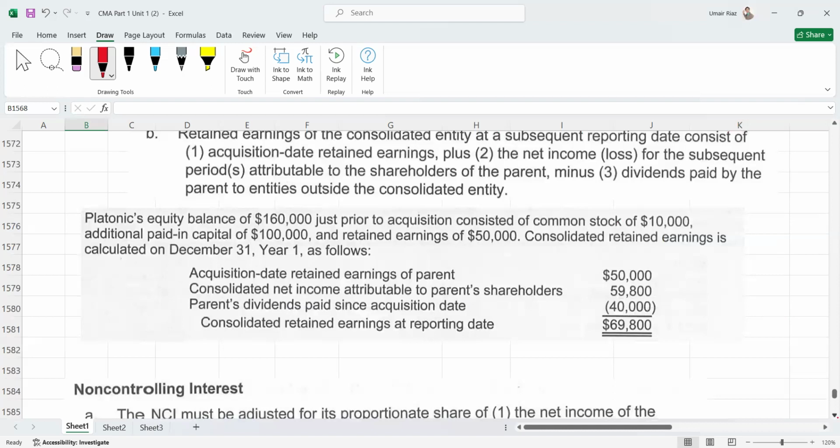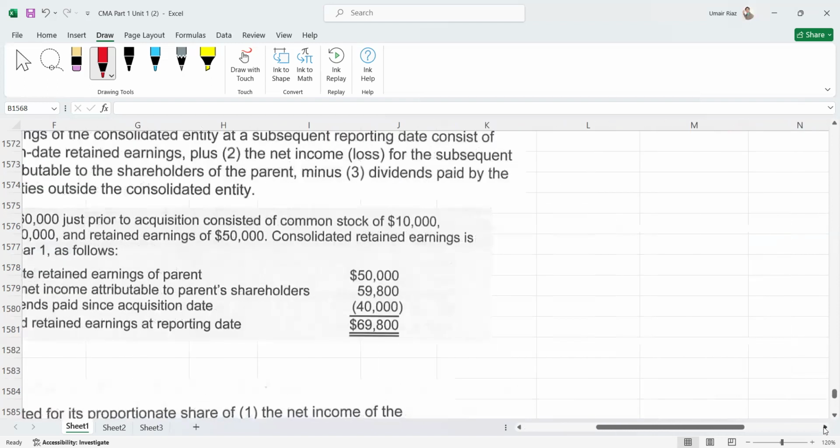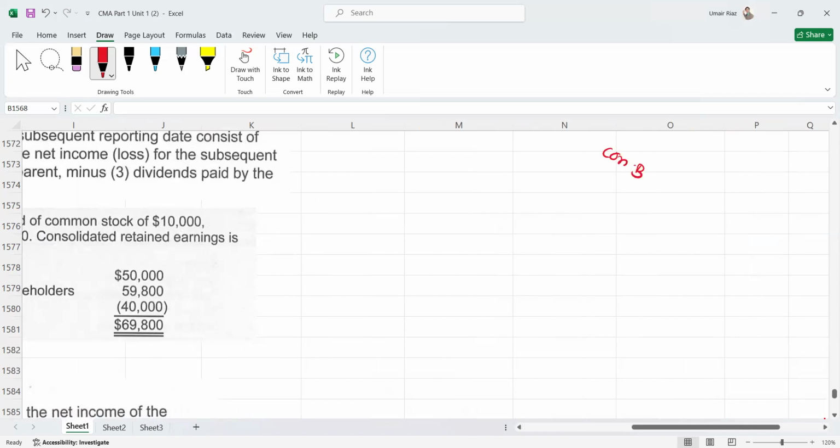Let me tell you the format for retained earning, because this consolidated retained earning will go to the consolidated balance sheet. If you remember, when you prepare the consolidated balance sheet, especially the consolidated equity section, you have to take the parent's common stock, the parent's additional paid in capital, then consolidated retained earning, which I'm going to tell you now, then NCI, which I will tell you after a few minutes. So how do you get this consolidated retained earning figure?